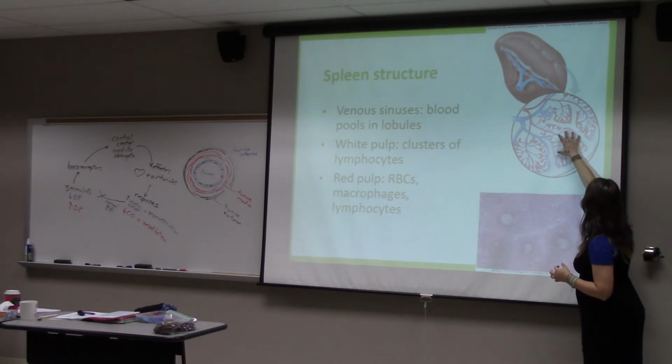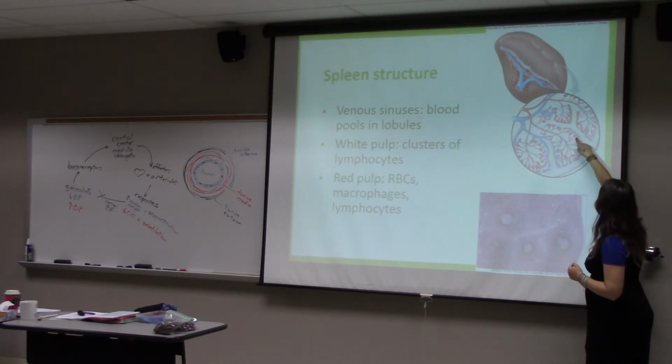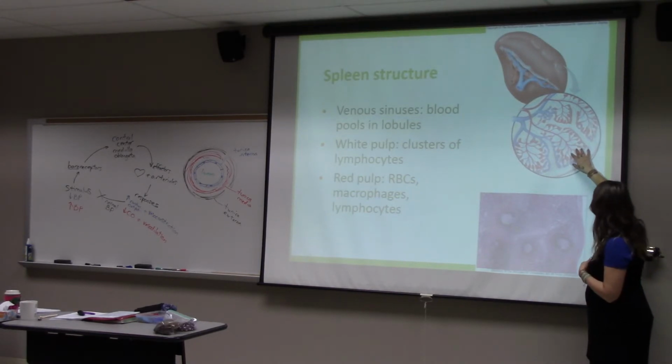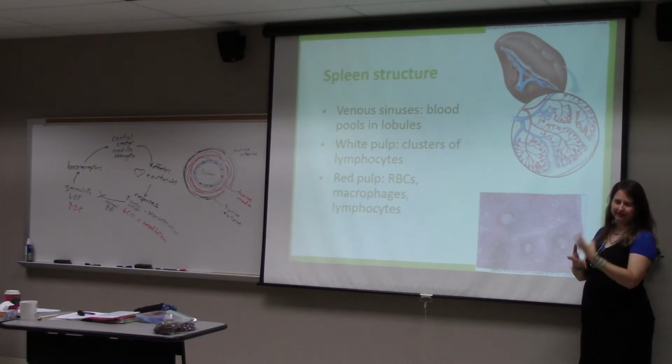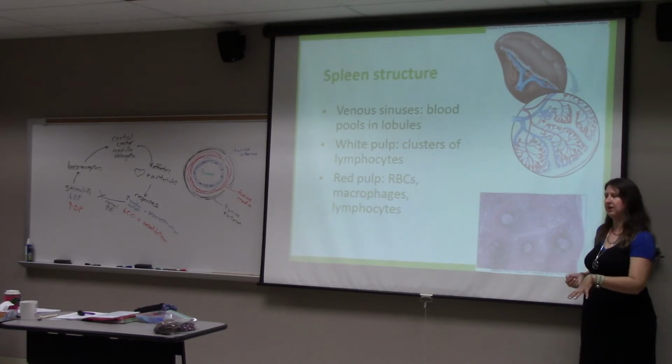Then there are two tissues in each of these clusters. The outer part, where the blood is more pooled, is called red pulp. And then the inner part is white pulp. The white pulp is mostly lymphocytes. The red pulp is more macrophages because they are also recycling red blood cells.